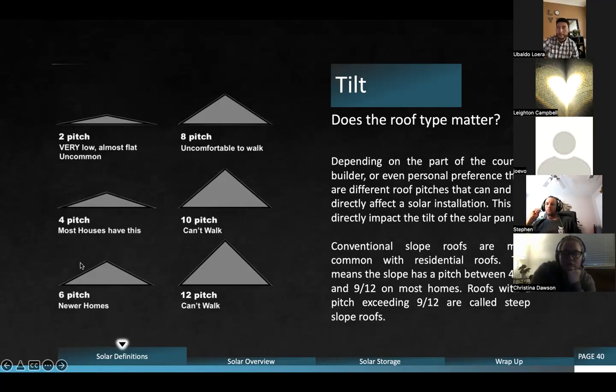But the rest of these, most new builds are going to be a 6/12. Older homes are going to be like a 4/12 on average. We can go in most territories without putting any type of a tilt on a 4/12.